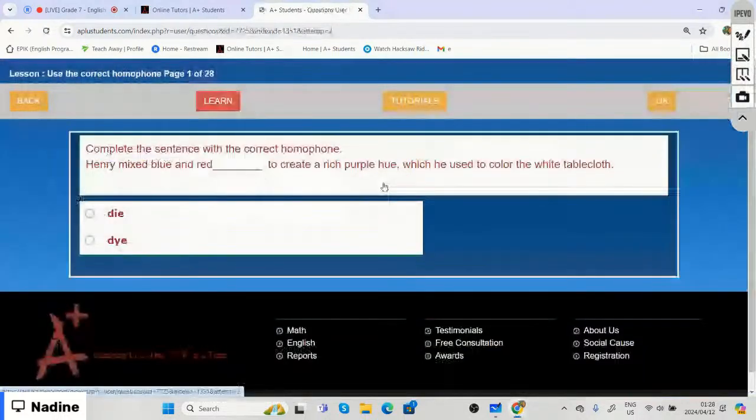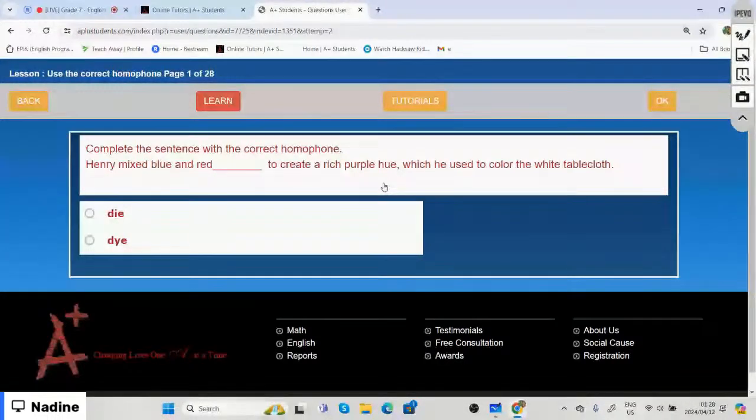All right, so we are going to complete the sentence with the correct homophone. It says Henry mixed blue and red dye to create a rich purple hue, which he used to color the whole tablecloth.